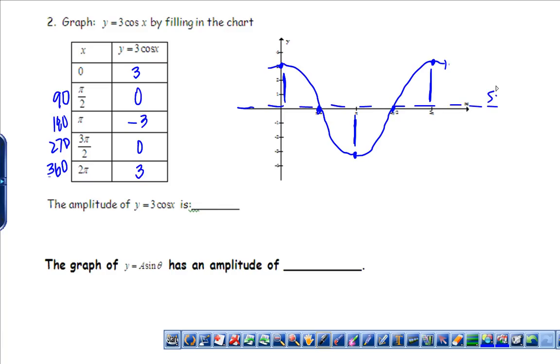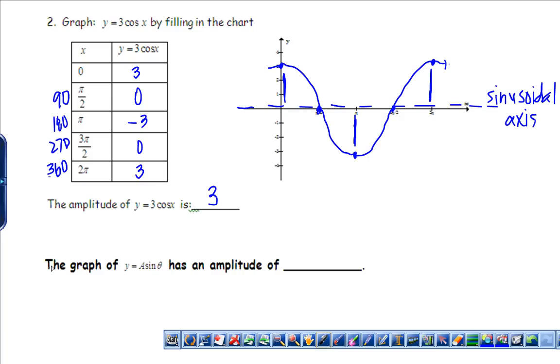So I'm going to label this again. Sinusoidal axis that cuts right through the middle. And then from there, I can see my amplitude. And it looks like my amplitude from the sinusoidal axis right here is a distance of 3. And remember, that distance can never be negative, even though it goes below your sinusoidal axis or your x-axis.